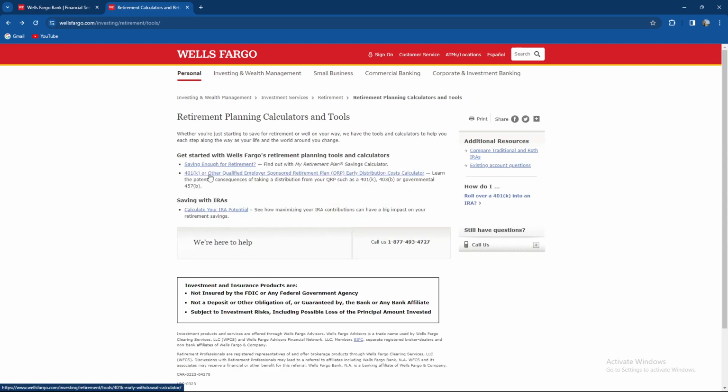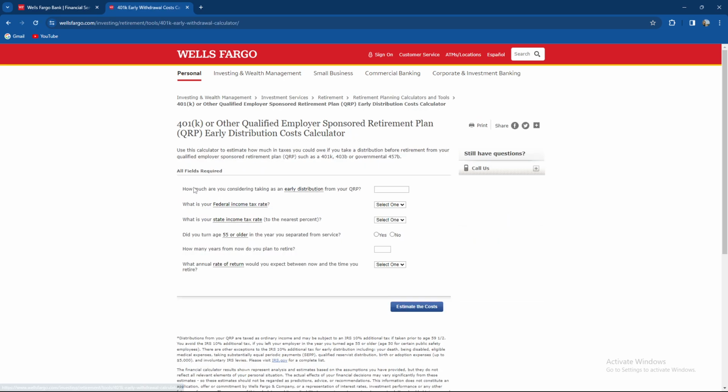And of course, we have the 401k or other qualified employer sponsored retirement plan early distribution cost calculator over here. As you can see, how much do you consider taking as an early distribution from your QRP? What is your federal income tax rate? What is your state income tax rate? Did you turn age 55 or older? How many years from now do you plan to retire? And what annual rate of return would you expect between now and the time you retire?